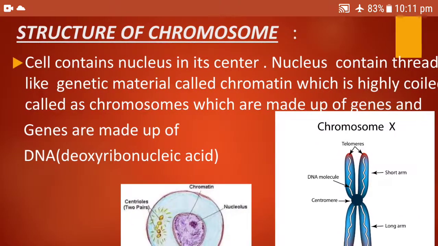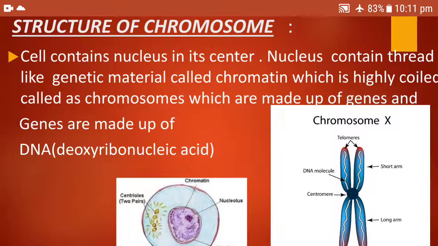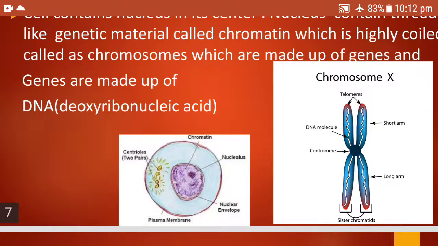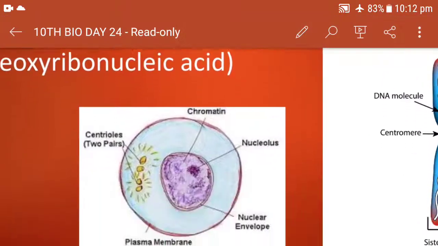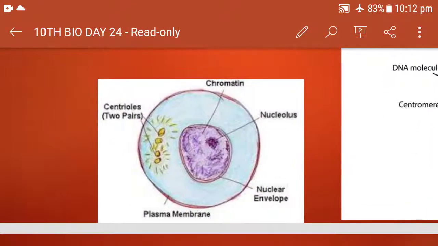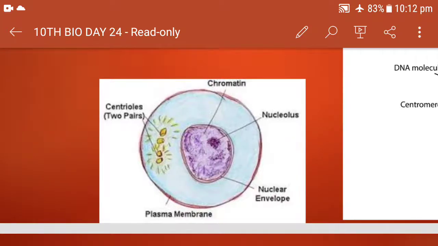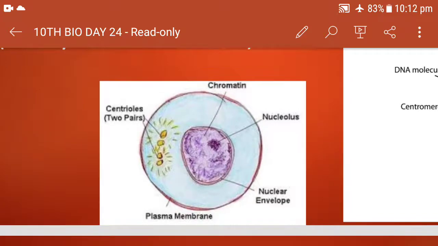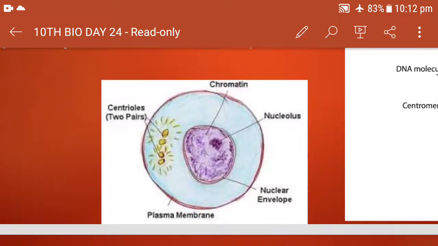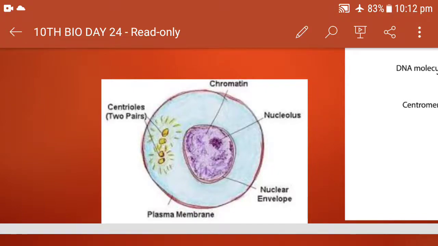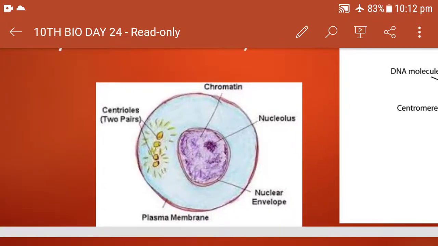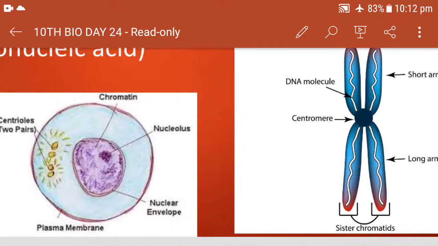Now, as I told you, what is the structure of the chromosome? To know the structure of the chromosome, you have to go through this. This is a cell having a nucleus present inside the cell, and inside the nucleolus is present, and the genetic material chromatin is present. These chromatin are thread-like structures, and they condense to form the chromosomes. Yes, the nuclear envelope membrane is present surrounding the nucleus.